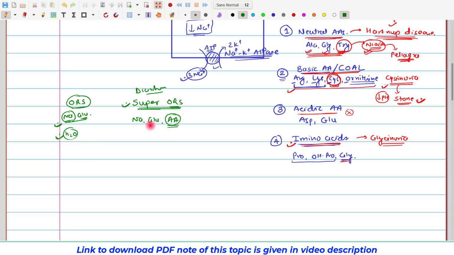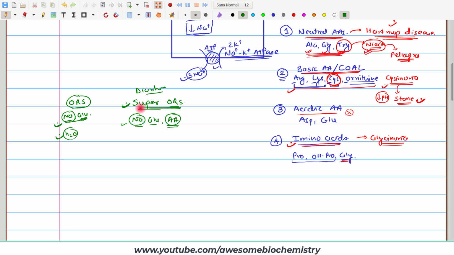So, what will happen? Earlier only glucose was symported with the sodium. Now, by providing amino acids in the ORS, more and more sodium will be reabsorbed through the intestine, right? So, the fluid and electrolyte imbalance can be rapidly corrected by the super ORS. So, this thing we have to keep in mind.